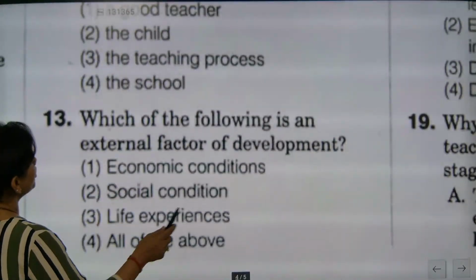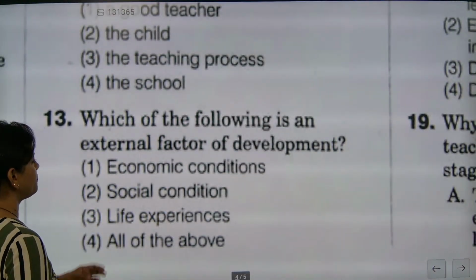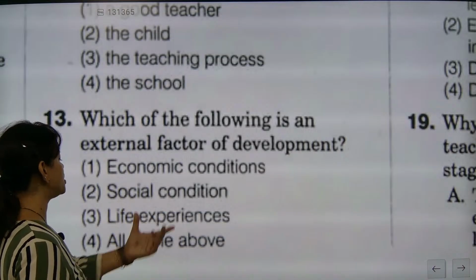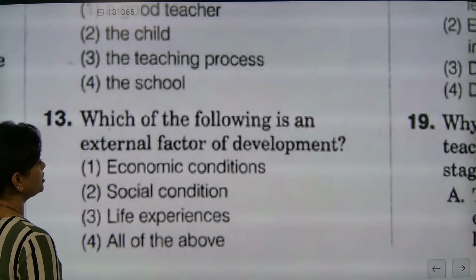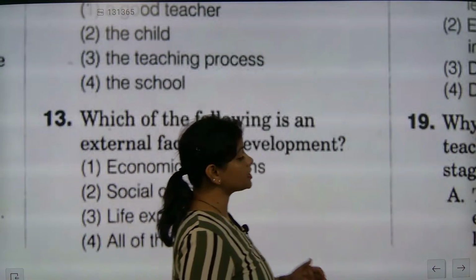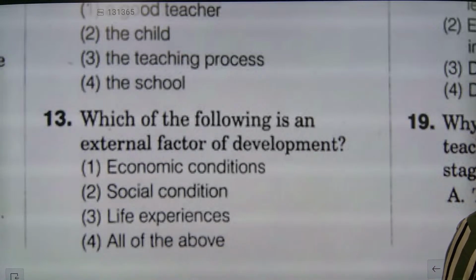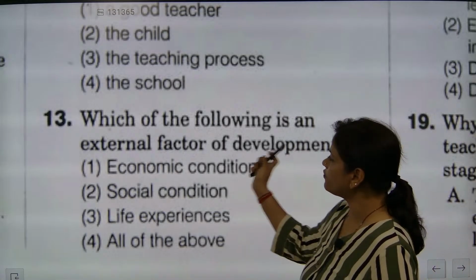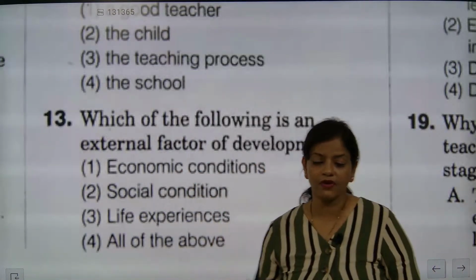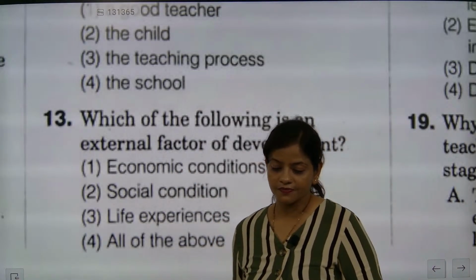So which of the following is an external factor of development? Economic condition, social condition, life experience, all the above. What is the external factor? That's the most important part. Which one is the external factor? External. Which one of the following is an external factor of development? That must be.